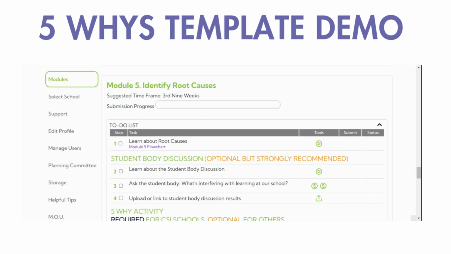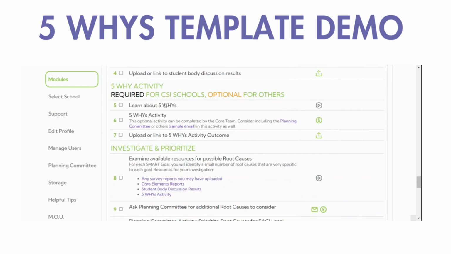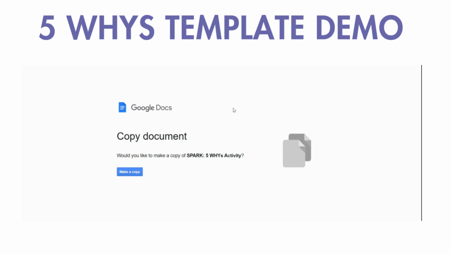In Module 5, the Identify Root Causes module, we're going to scroll down to Step 6, which is the 5Ys activity. To the right of that step, you're going to see a sample icon. We're going to click on that sample icon, and it will take us to a pop-up that says Copy Document. So we're going to go down to this Make a Copy button. We're going to make a copy, which is going to take us then to the 5Ys activity sheet.